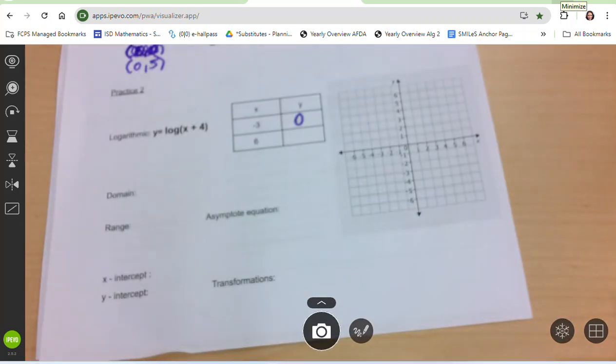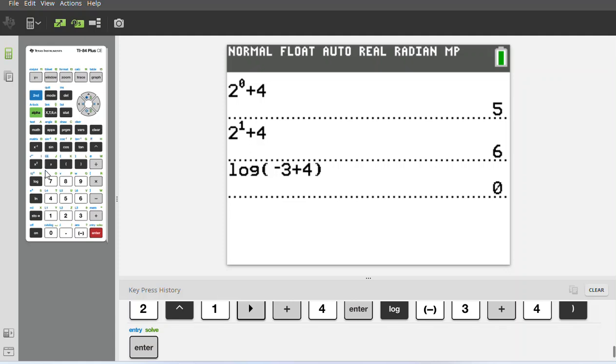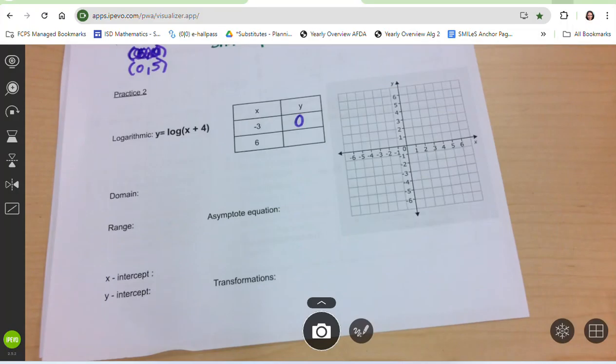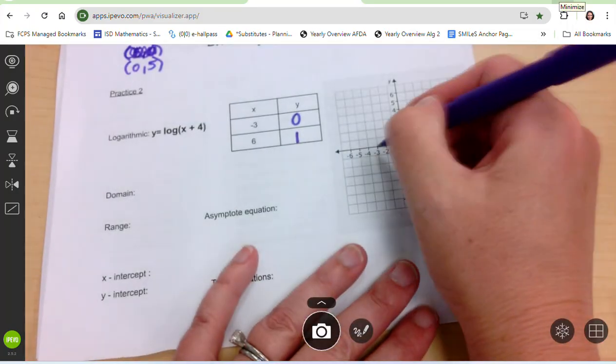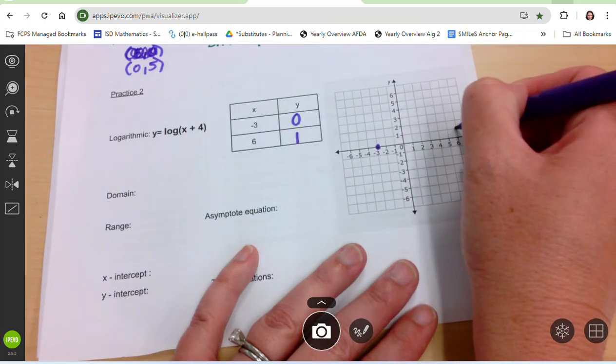Okay? And then I'm going to do the next one. So log, and this time it's 6 plus 4. And I get 1. So I can graph those points (-3, 0) and (6, 1).